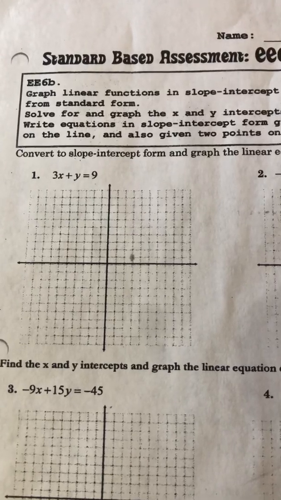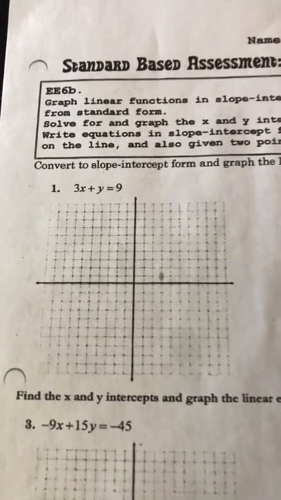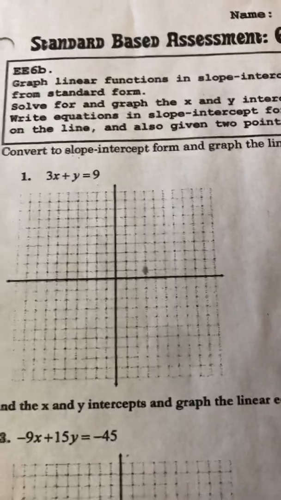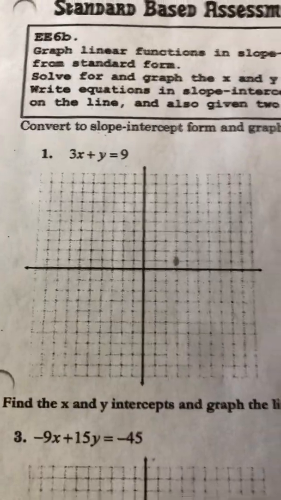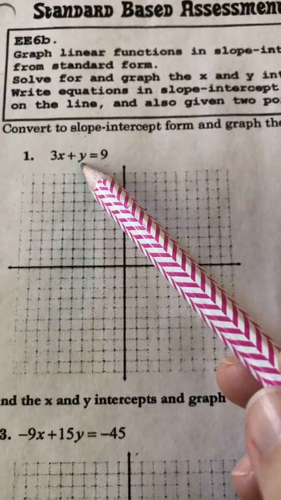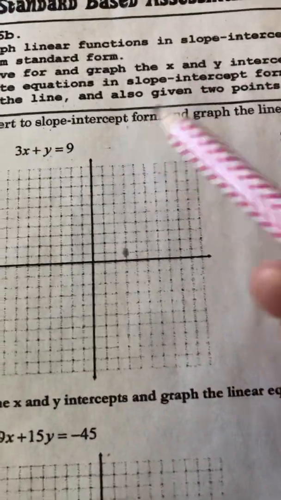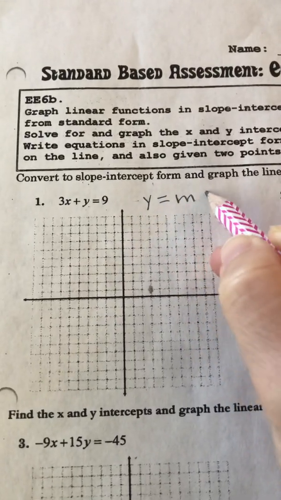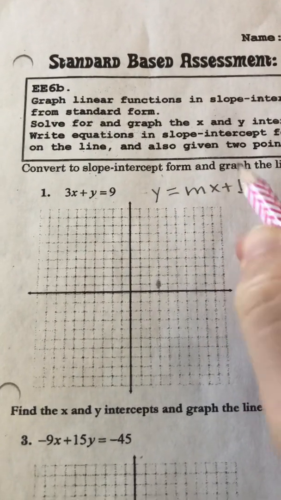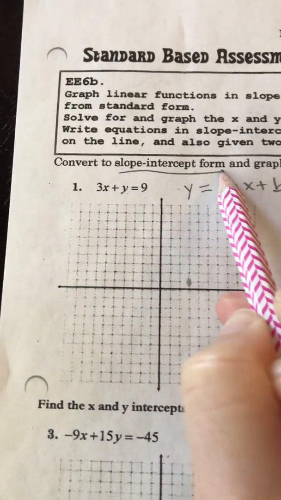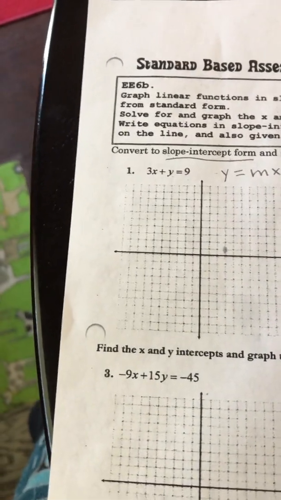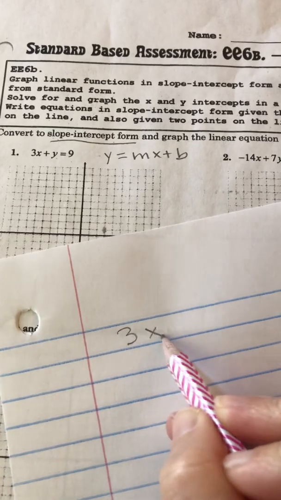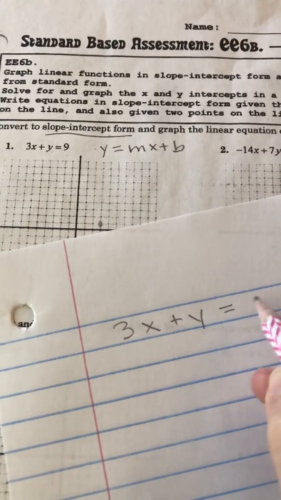All right, so this first problem, the directions say convert to slope-intercept form. So converting something to slope-intercept form, that basically means you're going to take this equation right here and change it into y equals mx plus b. Okay, so y equals mx plus b is slope-intercept form. All right, so I'm going to just take some scratch paper and show you guys how to do that really quick. So the equation started off 3x plus y equals 9.